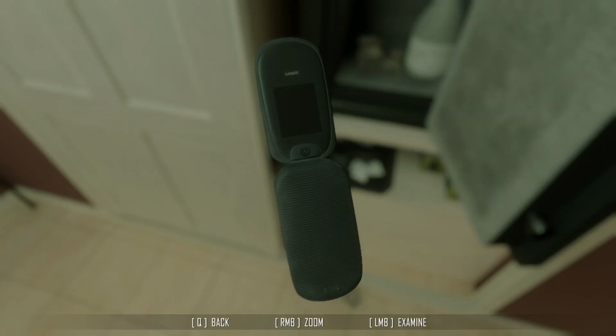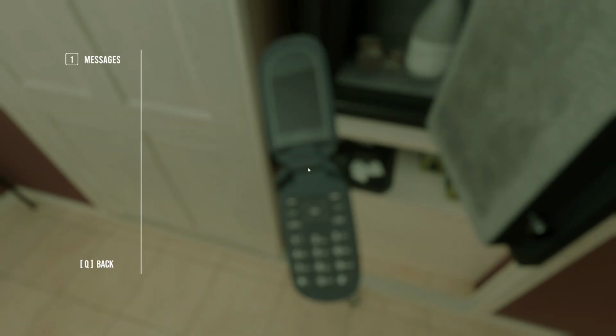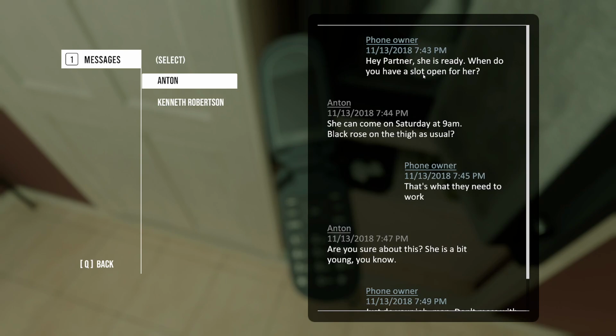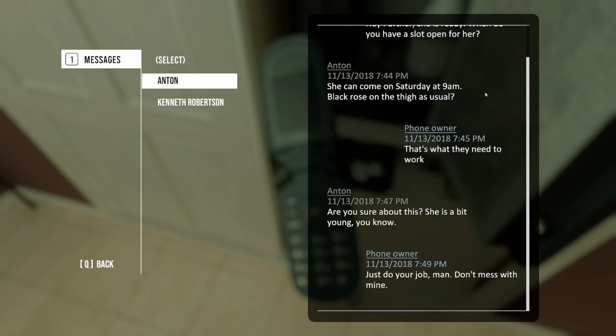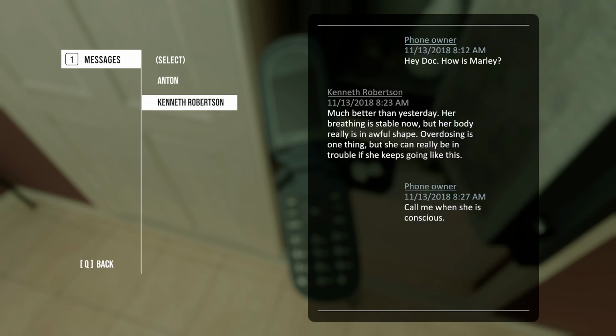We got cell phones. More cell phones. Messages. Anton. Hey partner, she is ready. When do you have a slot open for her? She can come on Saturday at 9 AM. Black rose on the tie as usual. That's what they need to work. Are you sure about this? She's a bit young. Oh, bloody hell. Just do your job, man. Don't mess with mine.